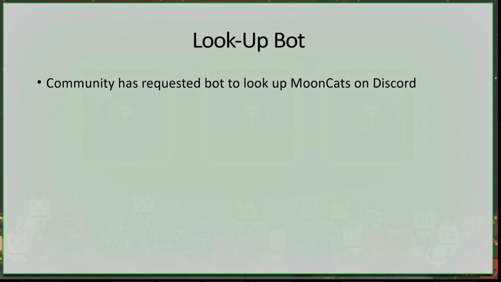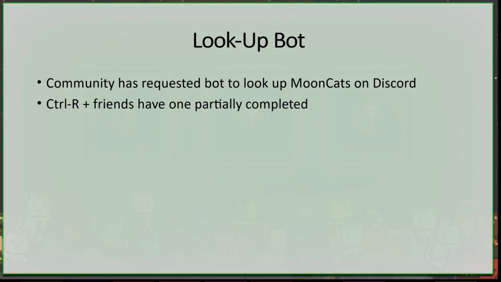All right, a lookup bot. Obviously, this has been a long-running request, which is basically, some sort of exclamation mark 286, and that would bring up the statistics for MoonCat 286. And there is actually one underway.